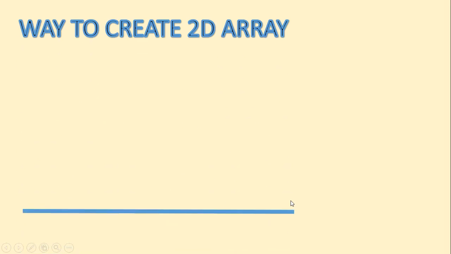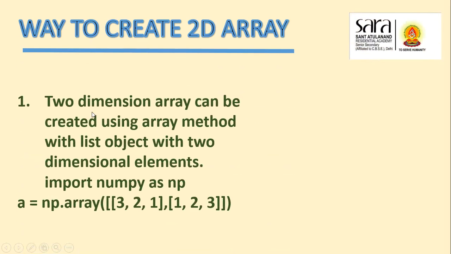Many ways are there to create a 2D array, a two-dimension array. First, by using the list. In a list, we can see two dimensions. If we want to create it through a list, first we have to provide the first list, the second list, and wrap these lists inside another list.